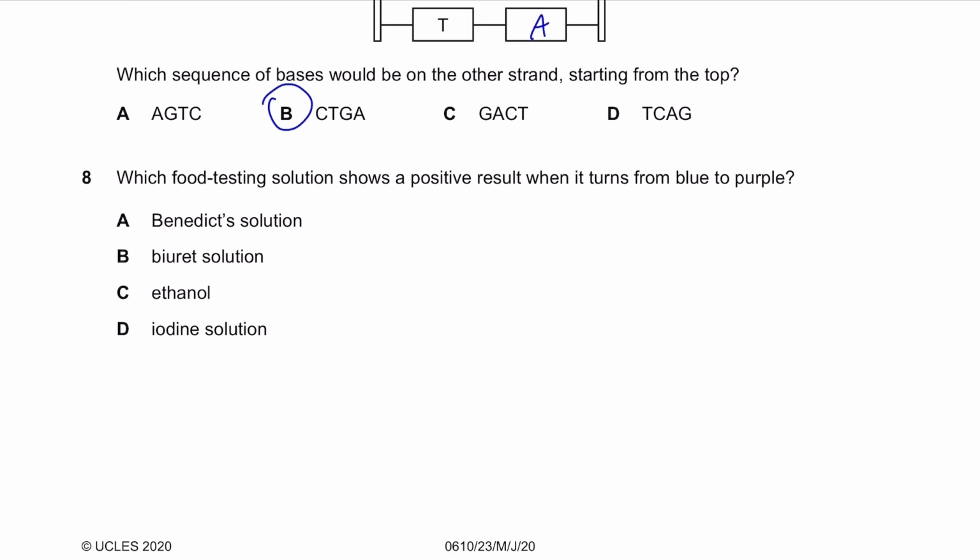Question 8. Which food testing solution shows a positive result when it turns from blue to purple? So this means that originally the solution should be blue, while Benedict solution and Biuret solution are both blue in the beginning, but Benedict solution never turns purple. They are just green, yellow, orange, or red, so it's Biuret. The solution turns purple when protein is present. And of course, ethanol has no color. Iodine is brown, so they're not the answer.